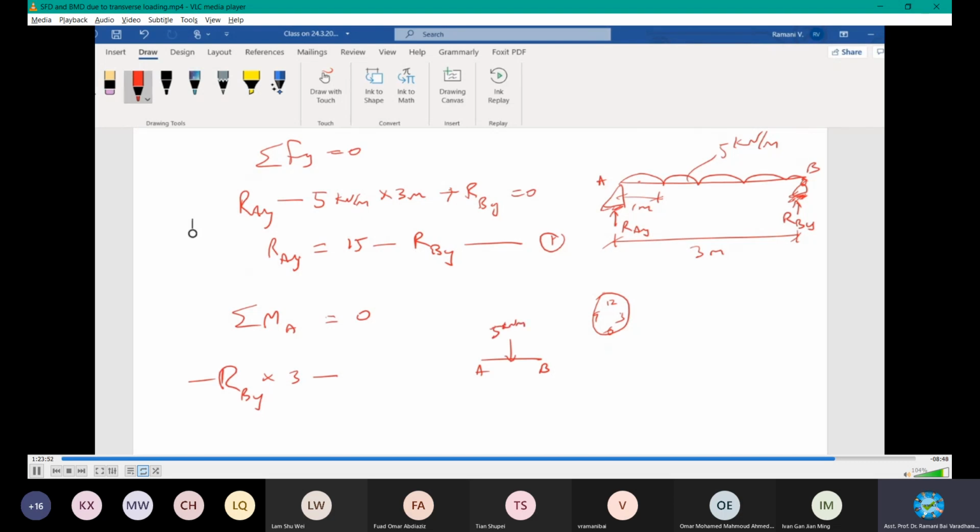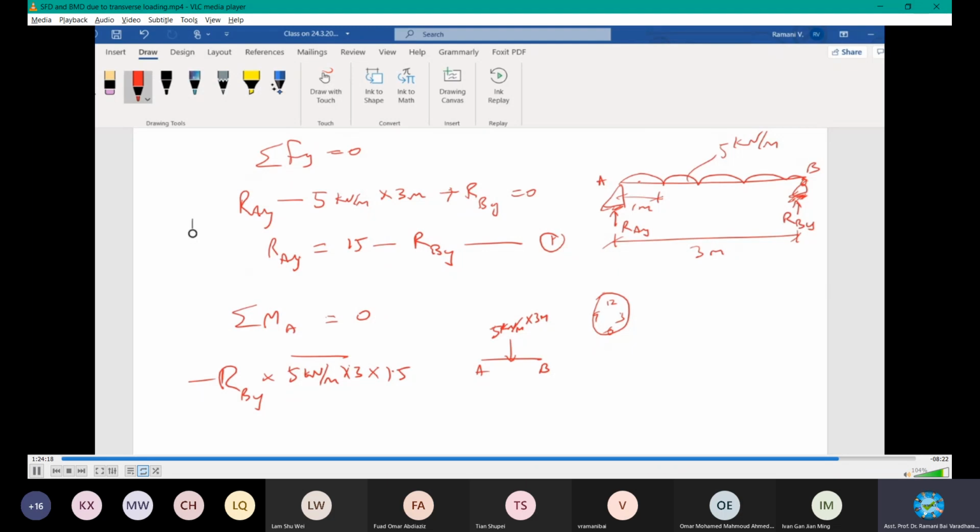I write again, but don't ask me to write every time. You must pick up the kilonewton per meter, isn't it? Times 3 is the load. If I convert into a point load, it will be 15. Better I write in detail. So the loading is 5 kilonewton per meter times 3 will be my loading, times the distance, because it is a moment, the distance will be 1.5.